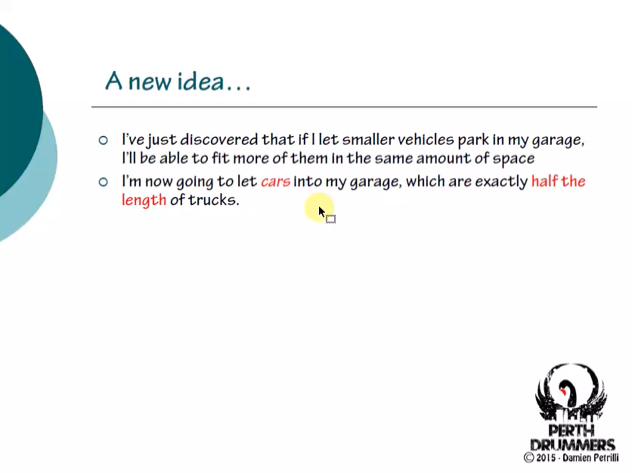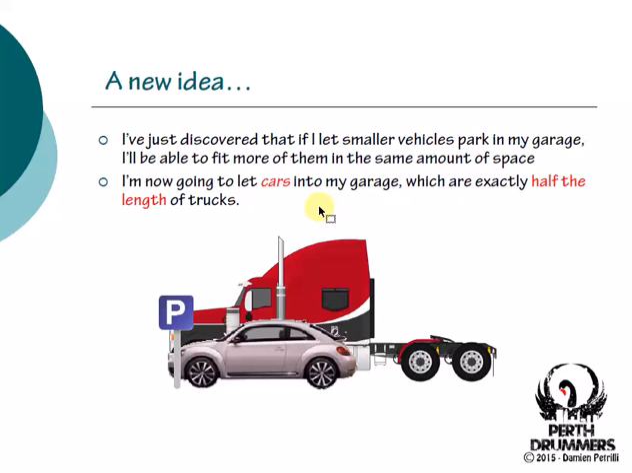So we know a few things even before we go anything further. If they're going to be half the length of trucks, it means that we're going to be able to fit 2 cars in the same space that we could previously only fit 1 truck. So here we go. Here's an example. We've got our parking bay, we've got the truck there, and as you can see, the car is quite a bit smaller. In fact, twice as small or half as long as the truck.